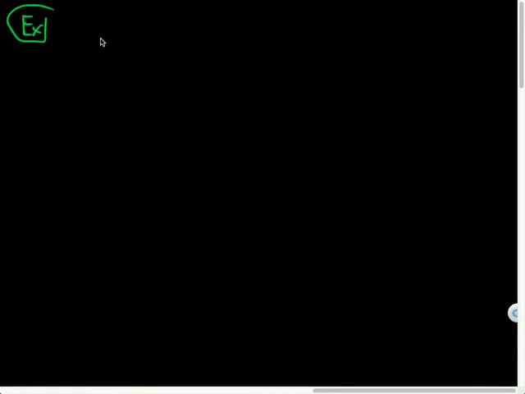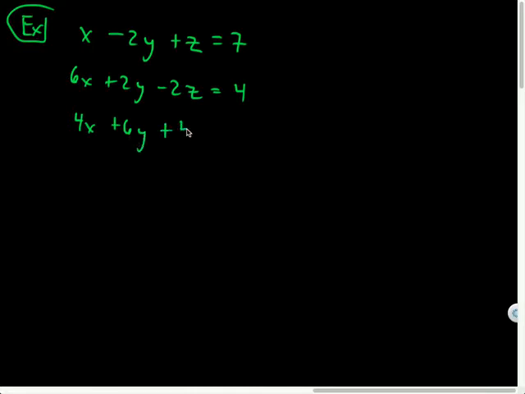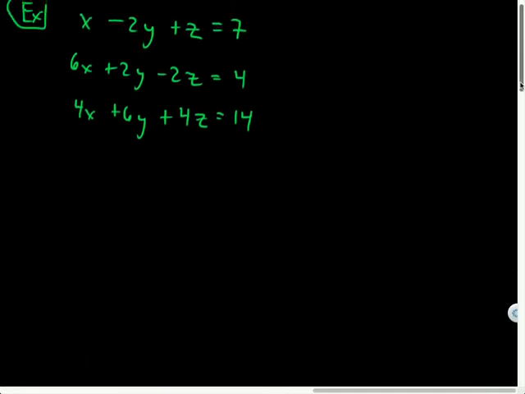Here's a nice little 3x3 for us. Let's say I've got x minus 2y plus z equals 7. We'll have 6x plus 2y minus 2z equals 4. 4x plus 6y plus 4z equals 14. So here's our 3x3. This is going to be some work, but that's okay.